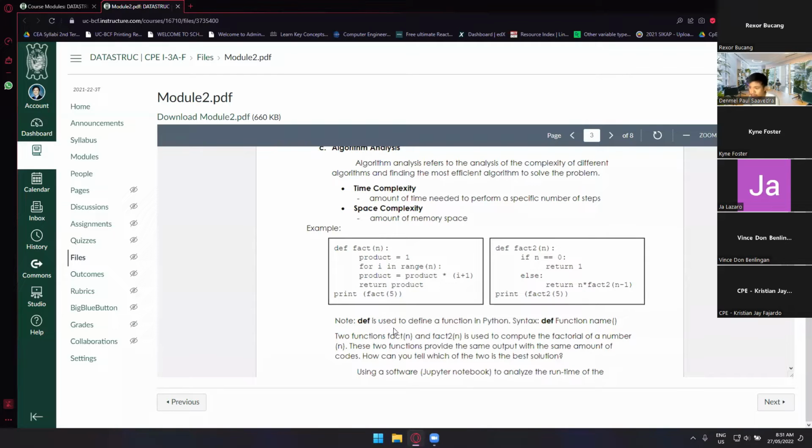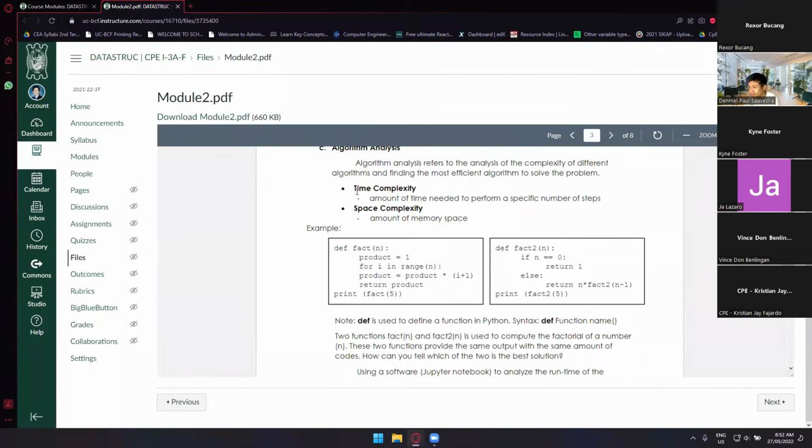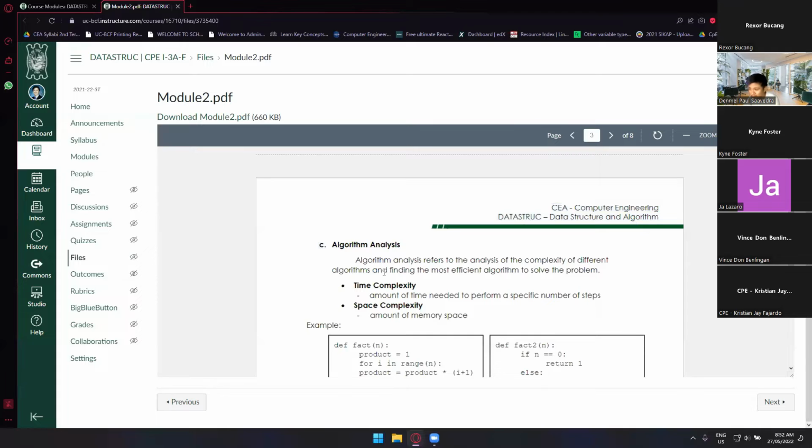Just note that def is used to define a function in Python, and the syntax is def function name. So two functions, fact and fact2n, or the first fact and the second fact, are used to compute the factorial of a number n. These two functions provide the same output. Okay, they have the same output with the same amount of code. If you take a look at this one, we have 1, 2, 3, 4, 5, 6. Okay, we have here 1, 2, 3, 4, 5, 6. So let's just say that we have the same output, and then we have the same amount of space that we will consume. So when it comes to algorithm analysis, they are equal in both.